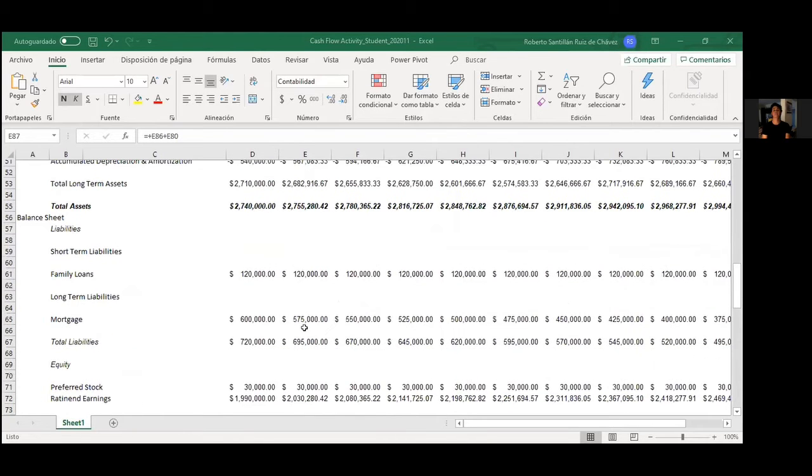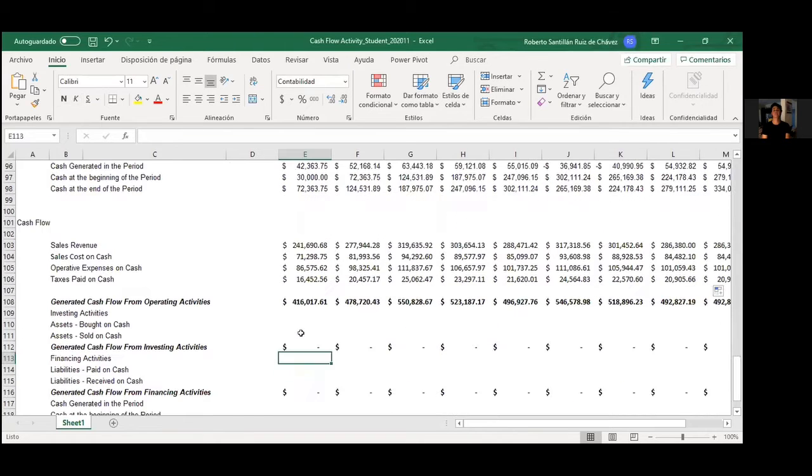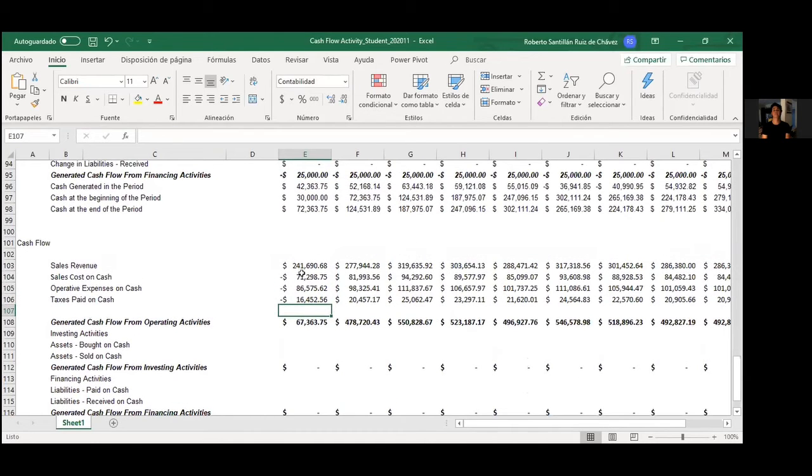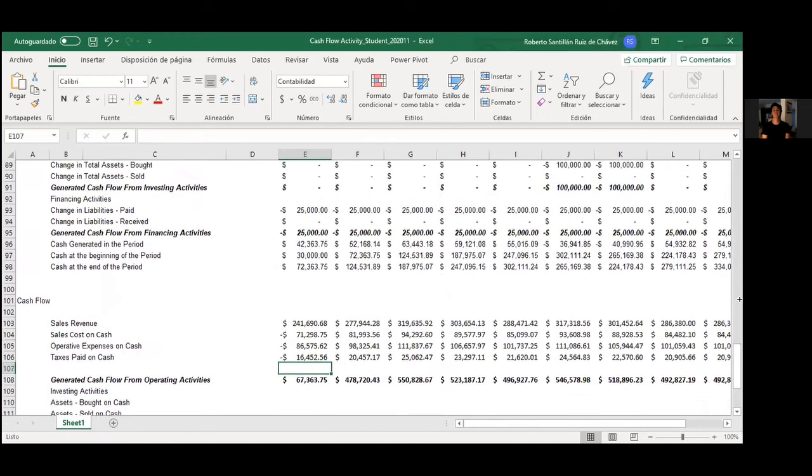Because the sales revenue is positive, but the cost and all the expenses are supposed to be negative, but we're summing them instead of subtracting them. Yep, that's the reason. Done. And drag that formula to the right so you can have the same in each period.